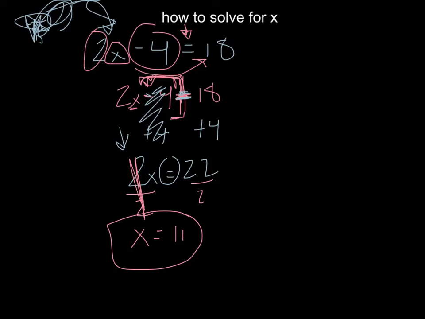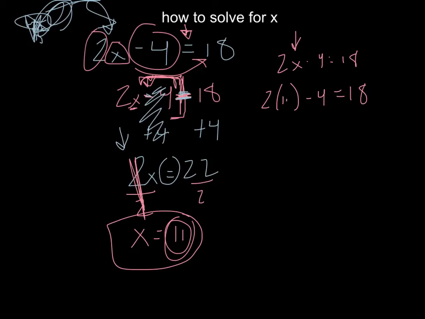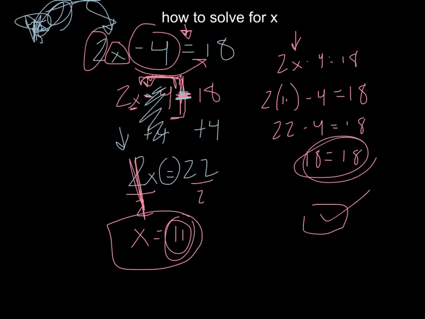Now you can always check this and make sure it's correct. All you do is you take your original equation and you plug in what you said x is and see if you were right. So we're going to put in 11 and then we're going to solve it. Alright, 2 times 11 is 22, minus 4 is 18. Does 18 equal 18? All day in Compton, and that's your answer.